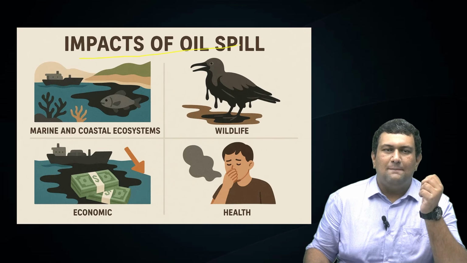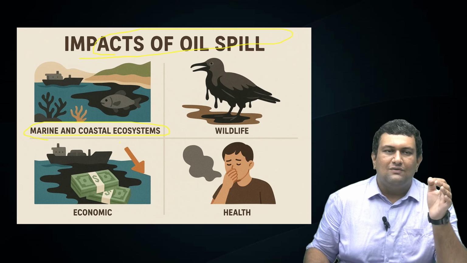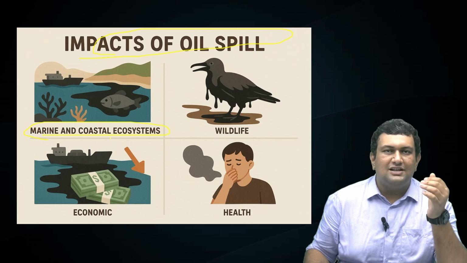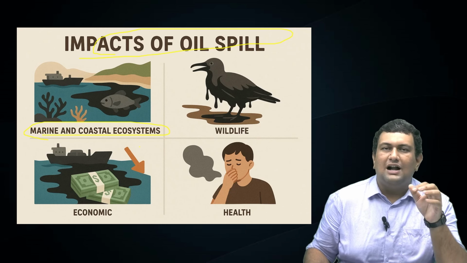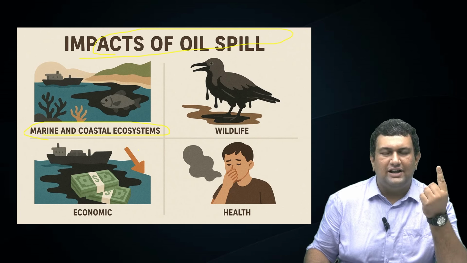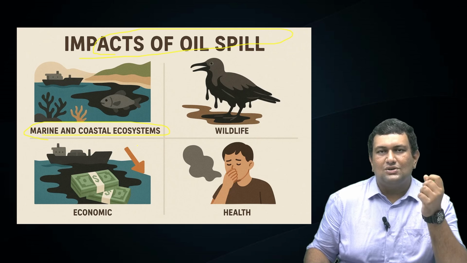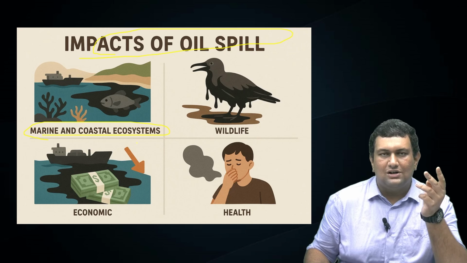So we'll see about the impacts. The first one is on the marine and coastal ecosystem. When there is an oil spill, a blanket of oil will be floating above the water, since oil has less density than water. Thus there will be a blockade of sunlight, and oxygen dissolving will also be reduced because of this oil. This will lead to destruction of corals, the death of coral ecosystems, planktons, fishes, etc.